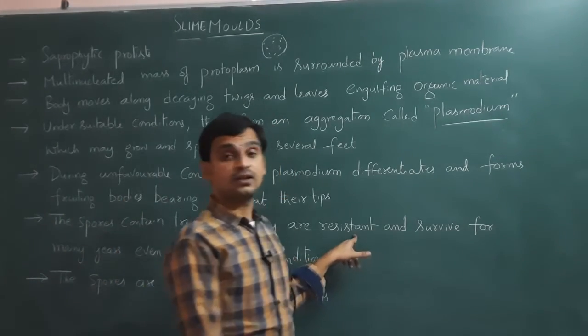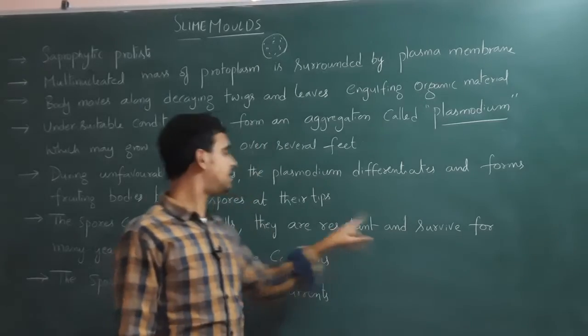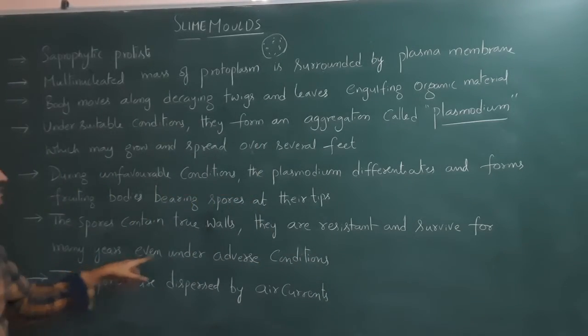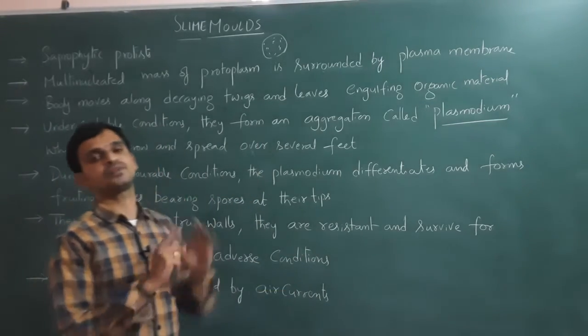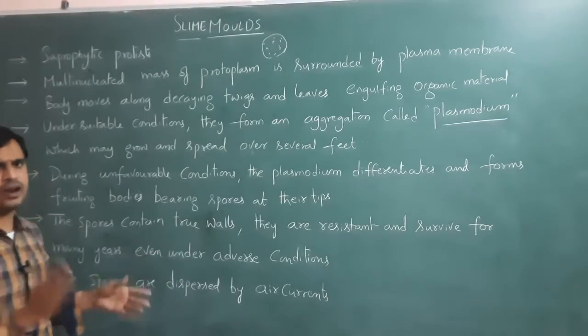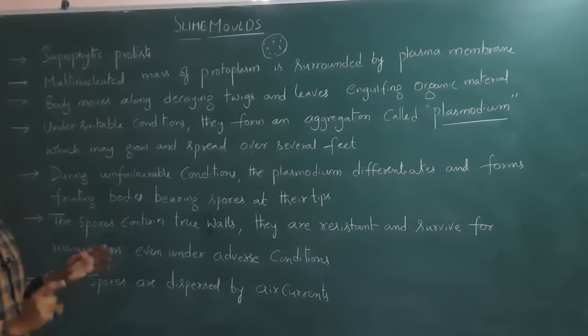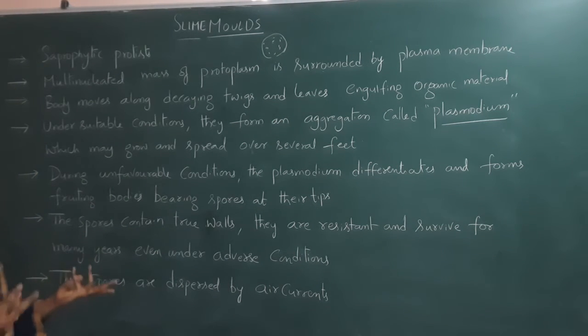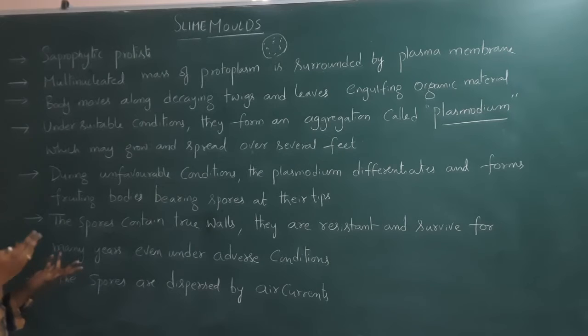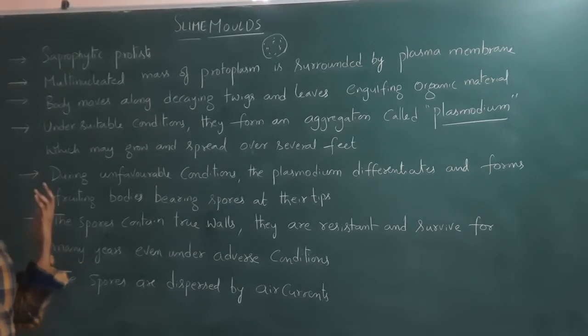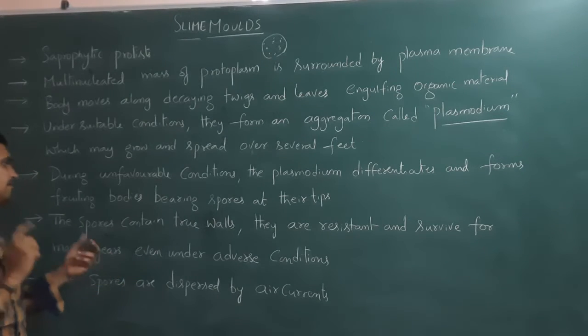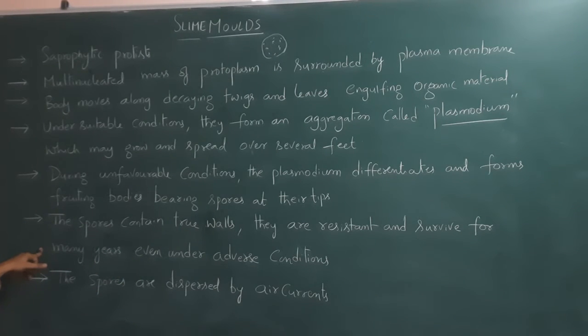Those spores are resistant and survive for many years even under adverse conditions. So why are the spores formed? Please remember, spores are always formed during unfavorable conditions. Why? During unfavorable conditions, there is no food, no water, no suitable environmental conditions. That's why the spores are formed. The spores can survive without food, without water. Even if the condition is too bad, the spores can survive. That's why during unfavorable conditions, the spores are formed.